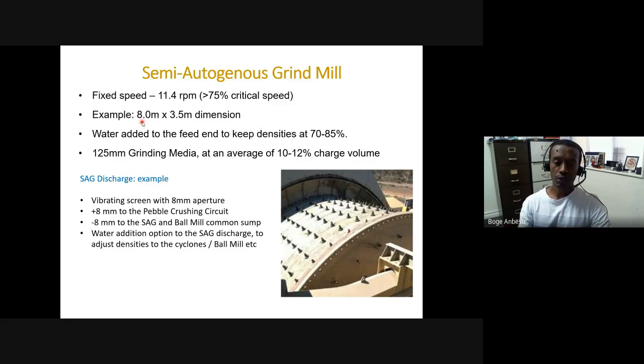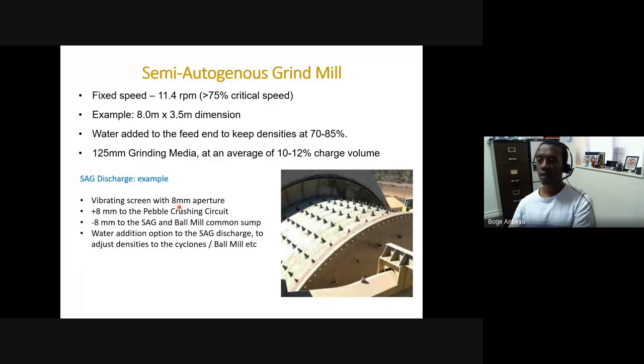Then usually we put a screen in the discharge end of a SAG mill. And with that, the SAG mill produces, for example, in this case, I think this example shows the aperture of the screen is about 8 millimeters. So coarse particles will go to a secondary crusher and will be crushed and brought back into the SAG mill. Fine particles can be sent to the ball mill, can be sent to a storage, and so on.